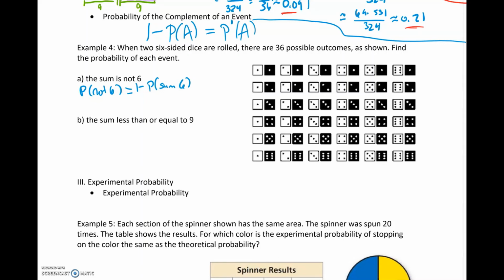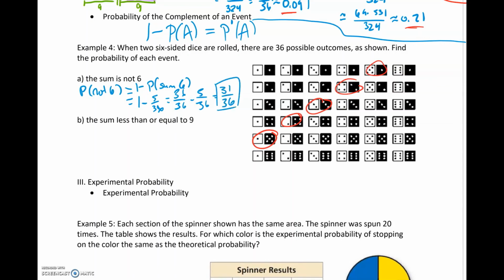Because then I'll just get what's left over, which is the complement, the probability that it's not 6. Because it has to be either 6 or not 6, right? There's no way it can be neither, or both. So instead, I'm going to look for where it is 6, because I know 6 really easily. It's 1 + 5, 2 + 4, 3 + 3, 4 + 2, and 5 + 1. So those 5 out of 36 add up to 6. To calculate the sum being not 6, I'm going to do 1 minus 5/36. We can get a common denominator: 36/36 minus 5/36 gives us an answer of 31/36.